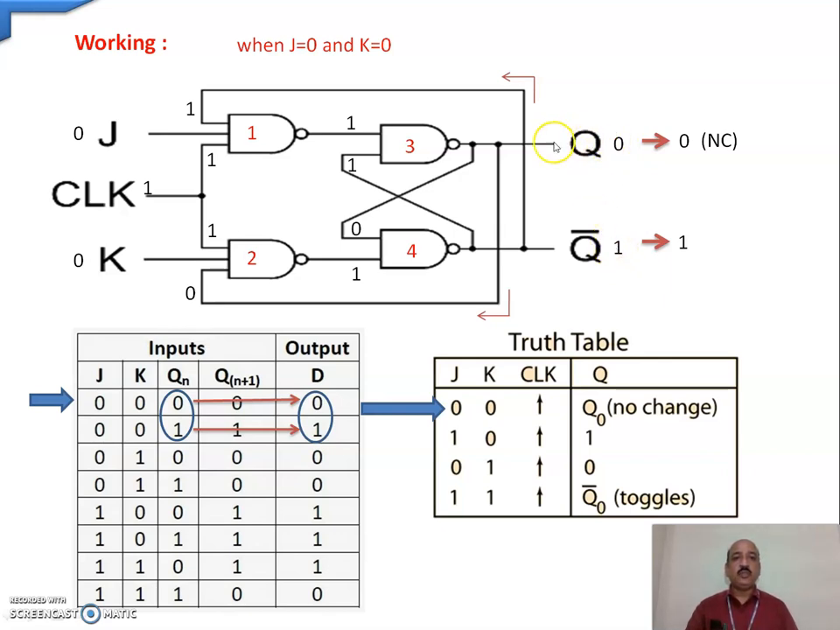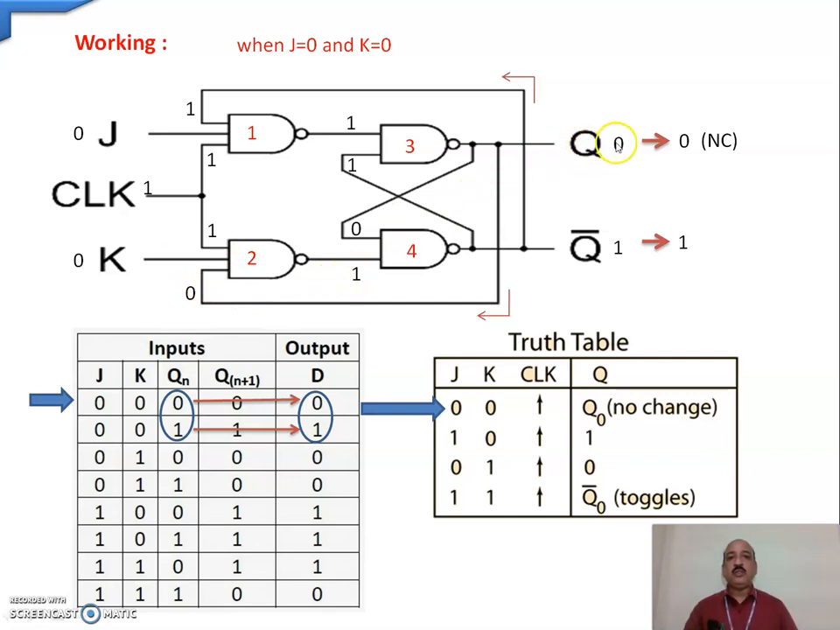As Q is equal to 0, it goes as feedback to one of the inputs of the second NAND gate. Q bar is equal to 1, and that goes as feedback and becomes the input of the first NAND gate. Here, as J is equal to 0, feedback is 1, clock is 1, one of the inputs is low, therefore the output is high. In the second NAND gate, the feedback is 0, K is 0, clock is 1; as one of the inputs of the second NAND gate is 0, the output is equal to 1.